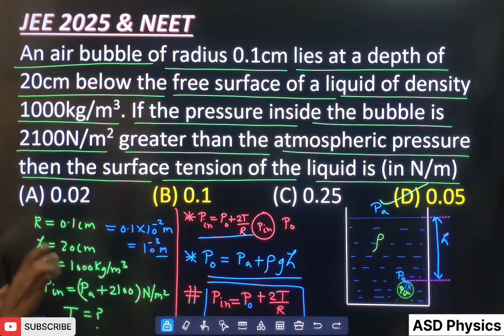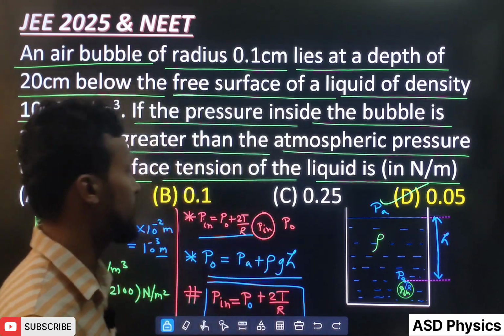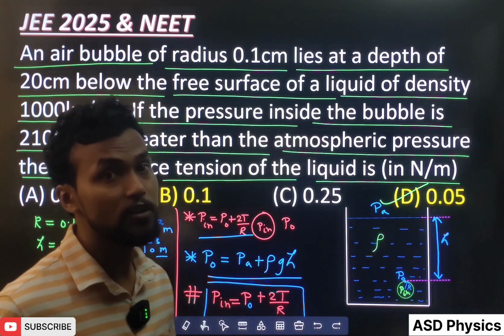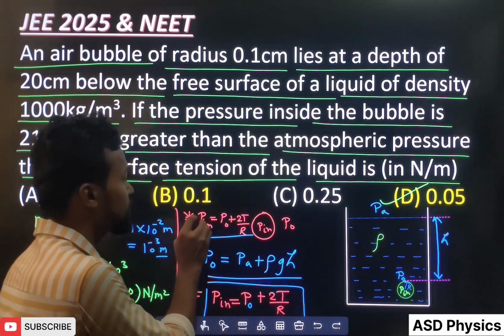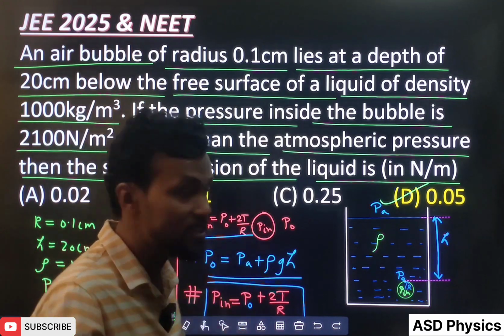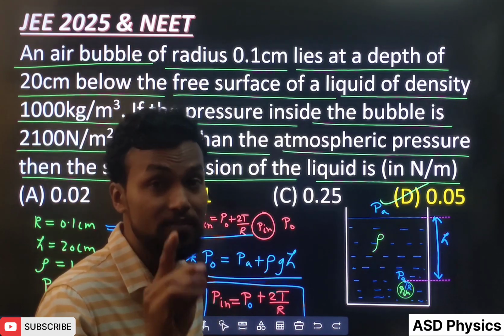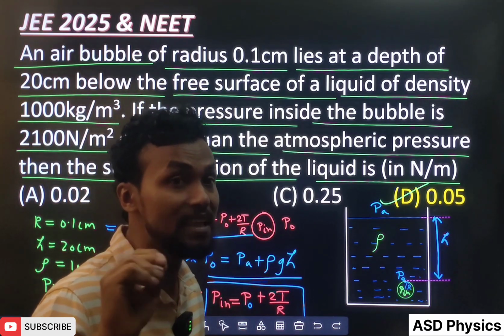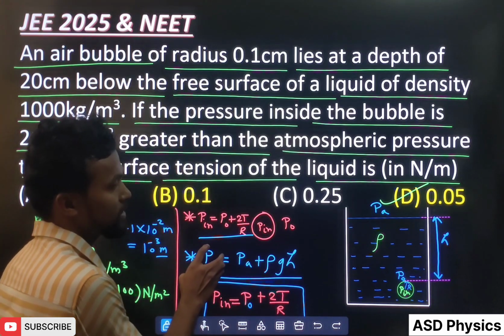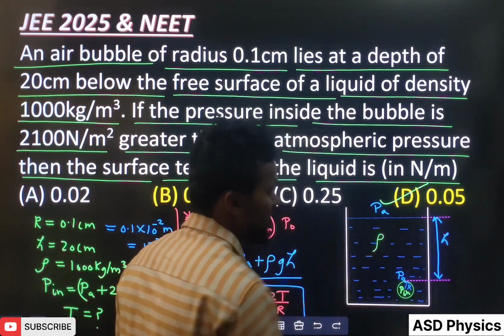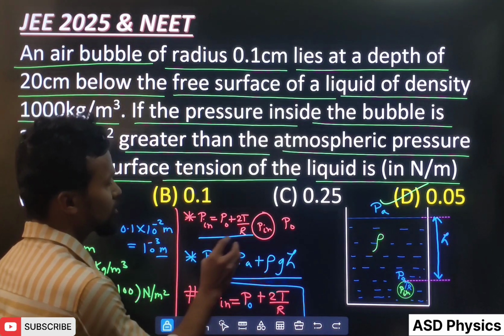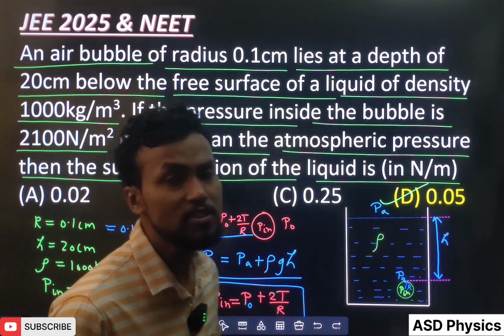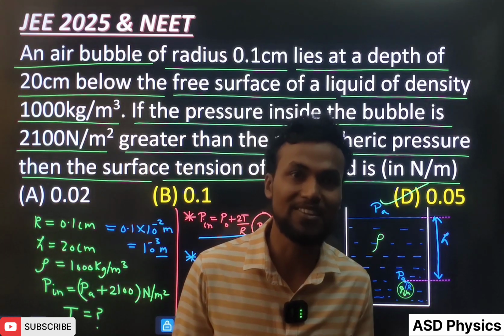So students, in this question we have learned two concepts. First, about bubbles: because of their spherical nature, the pressure inside will be more. Inside pressure is P naught plus 2T by R for one free surface, and 4T by R for two free surfaces, such as a soap bubble in air. Another concept is that when we go inside a liquid, at a depth of H the pressure will be more: P naught equals PA plus rho GH. I hope you have understood this concept very well.